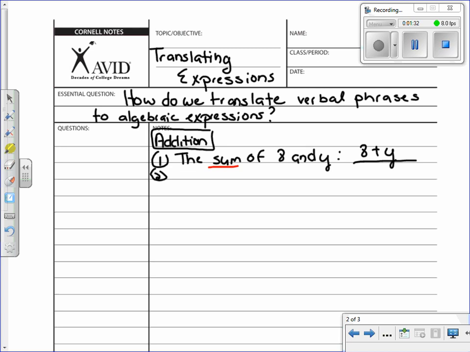Example 2. 7 more than x. This one's a little tricky. It translates to x plus 7. The key words here are more than.